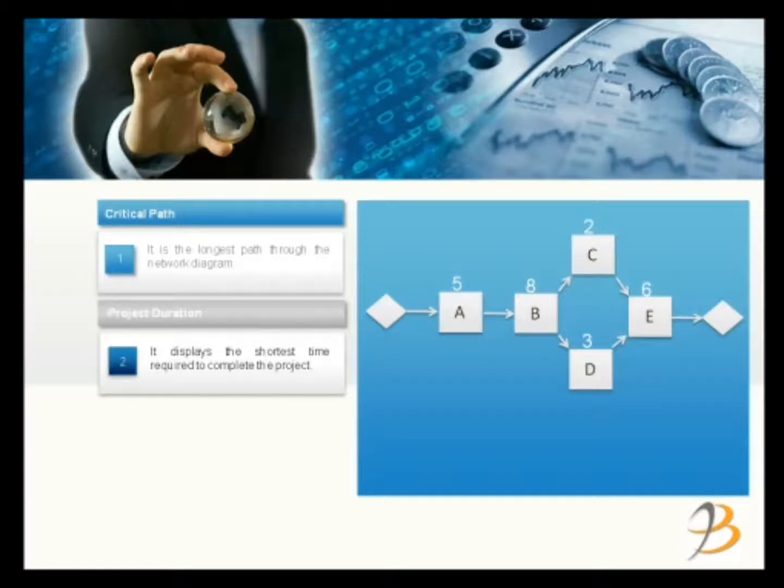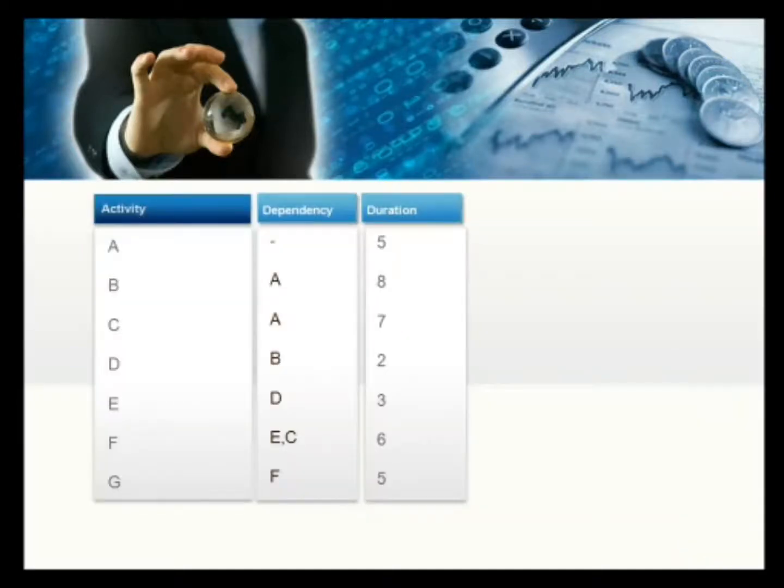Now we will see how we can create the network diagram based on the activity information. For example, here we have different activities, activity A, B, C, D, E, F, G. That is the first thing we need to have. In the second column, we have the dependencies, which activity depends on which one. And in the third column, we have the duration for these activities.